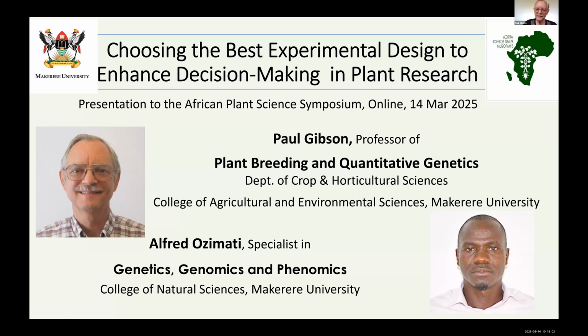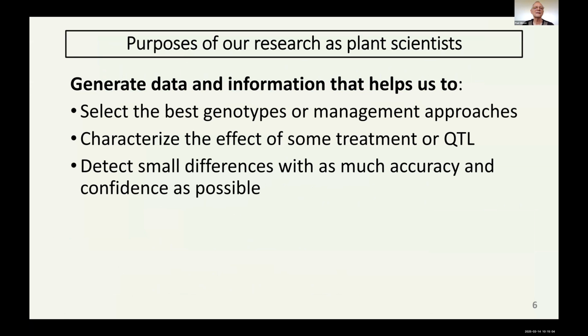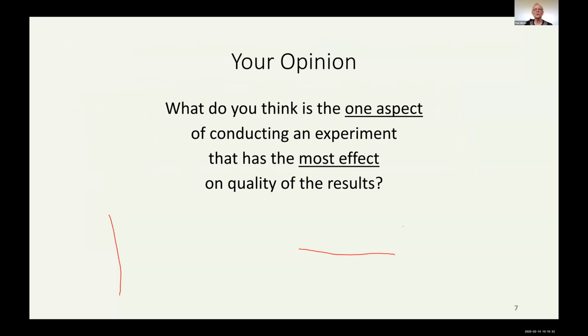So with that, what is our purpose as plant scientists? And that's generating data and information that helps us to select the best genotypes, our management approaches. Sometimes that's characterizing the effect of some treatment or QTL, and to be able to detect small differences with as much accuracy as possible. So what about your opinion?